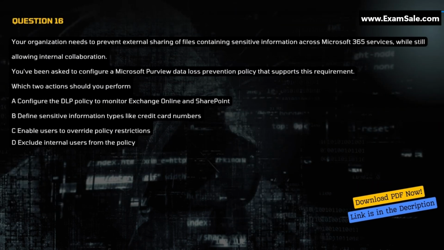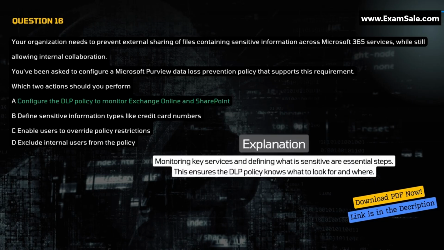Question 16. Your organization needs to prevent external sharing of files containing sensitive information across Microsoft 365 services, while still allowing internal collaboration. You've been asked to configure a Microsoft Purview data loss prevention policy that supports this requirement. Which two actions should you perform? A. Configure the DLP policy to monitor Exchange Online and SharePoint. B. Define sensitive information types like credit card numbers. C. Enable users to override policy restrictions. D. Exclude internal users from the policy. Correct answer is A and B.